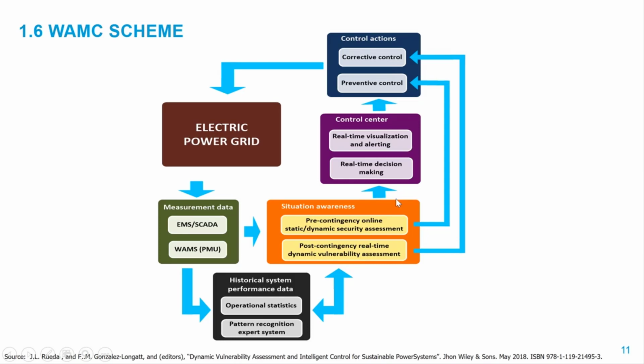Then, once we have indicators through the situational awareness stage, we go to visualization in the control room and decision making by the operator. But we could also have, for some cases, automatic control actions, for either corrective control or preventive control.